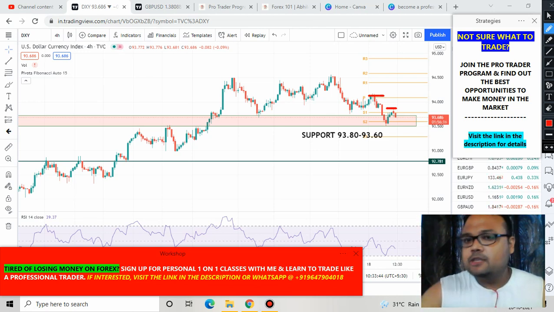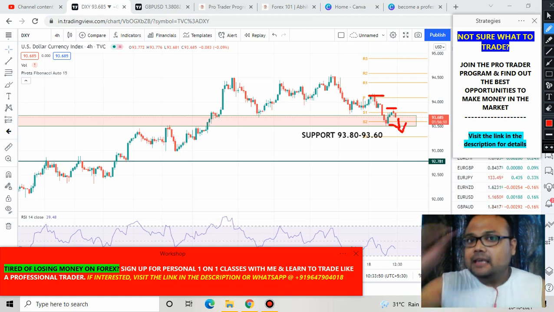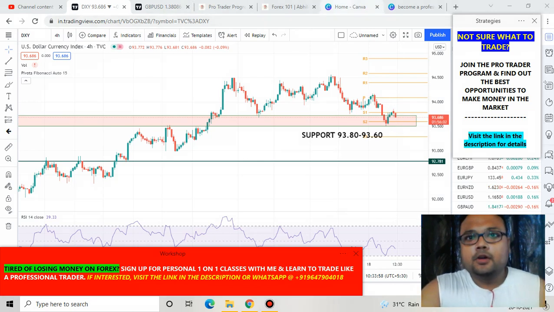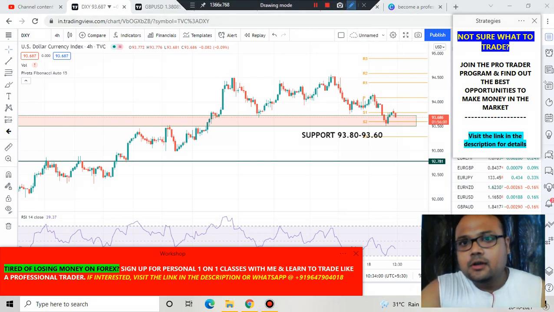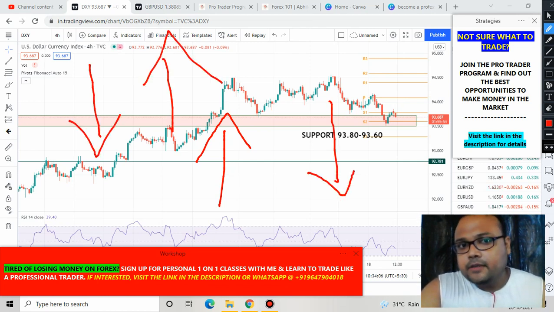So there is a possibility of the dollar breaking the support level and going down, and in that case, if the dollar breaks the support and starts going down, then definitely we will see some good buying on GBP USD, because we know that there is a correlation. When US dollar DXY goes up, GBP USD goes down. When the dollar goes down, GBP USD goes up.